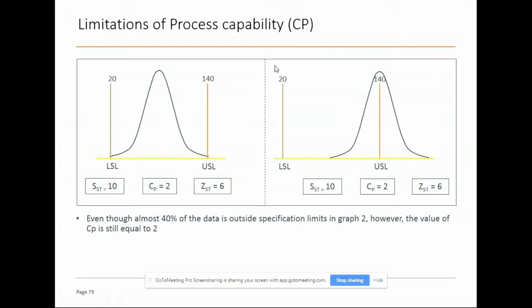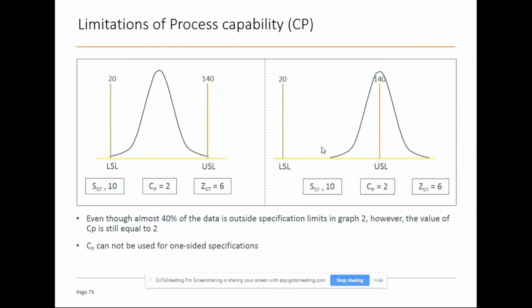No. Because half of the process is outside the specification limit, right? So with this process creating almost 50% defects, and we are saying Z short term is equal to 6 just because CP is equal to 2, it is not correct, right? So this is a limitation with CP. It doesn't take into account where the mean is.